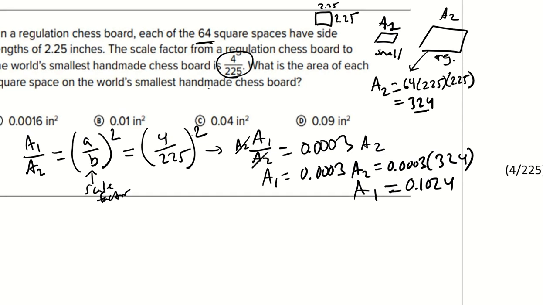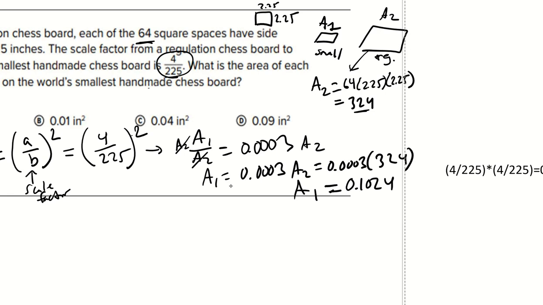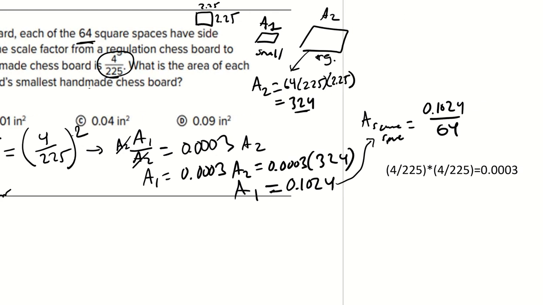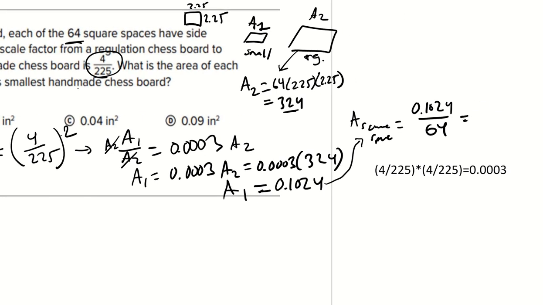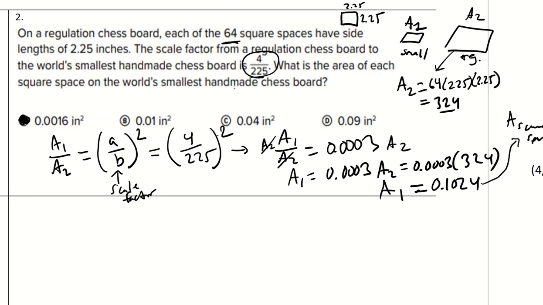That's area 1. And remember that the area of the square spaces, there's 64 of them, right? So we're going to do this divided by 64. So the area of the square space is equal to this divided by 64. And that gives me 0.0016 inches squared. All right, so that takes care of number 2. 2 is A.